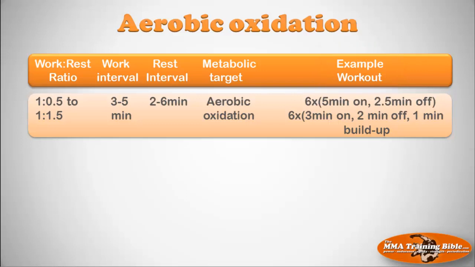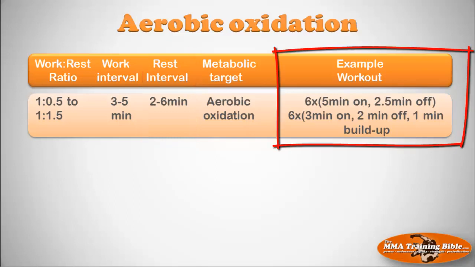So the aerobic energy system is the most important in mixed martial arts. And when you want to target it, you should be using work to rest ratios that range from 1 to 0.5 to 1 to 1.5. A typical work interval length is going to be 3 to 5 minutes long. So that means that you're setting your watch for 3 to 5 minutes, and then you're just running or rowing or whatever it is for that period of time. And then you're going to take a rest interval immediately thereafter of 2 to 6 minutes long. And again, the metabolic target here is going to be aerobic oxidation.